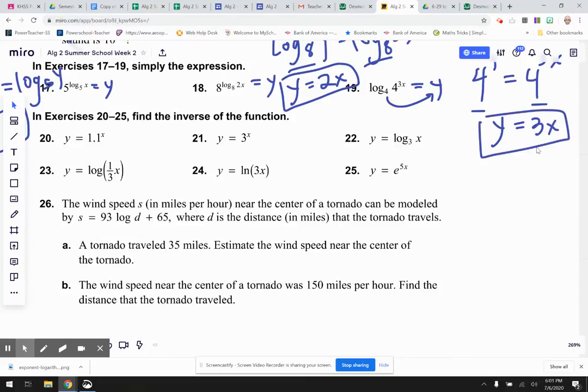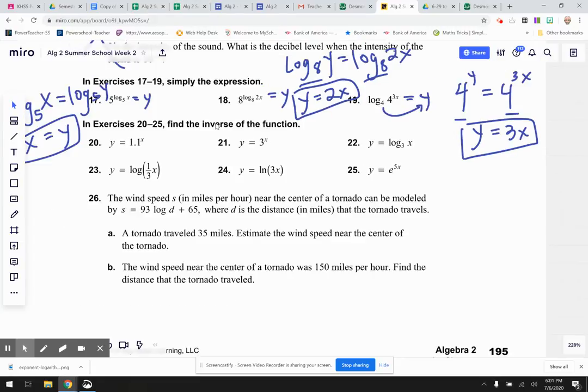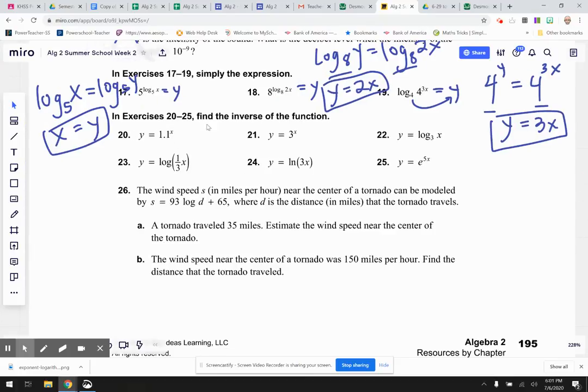Okay, find the inverse of the function for the next ones. So find the inverse of these functions. Sorry about that. You guys couldn't see those that well, so I just put them back there for you. The inverse of the function is basically switching the x and the y values and then solving for y. So in other words, let's go 20 down here. You can see that. Right now, y equals 1.1^x. So let's change it to x equals 1.1^y.